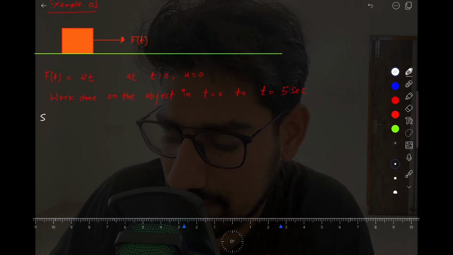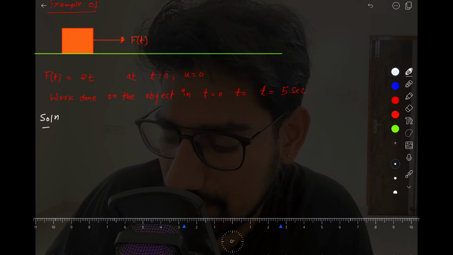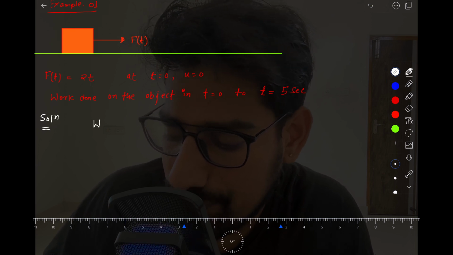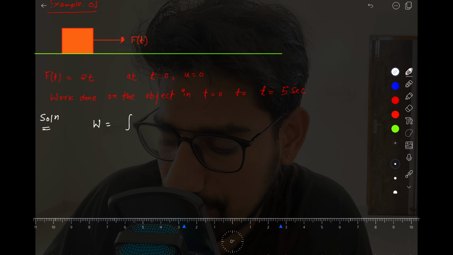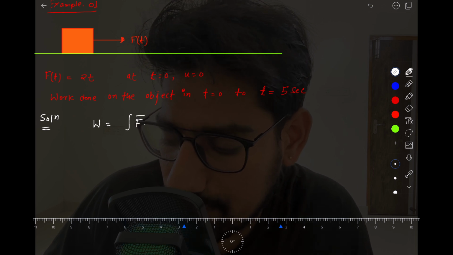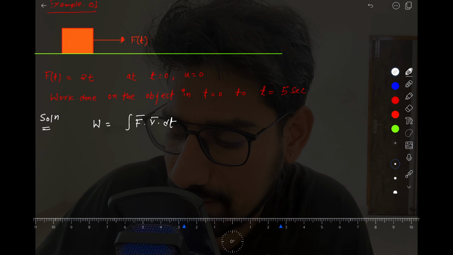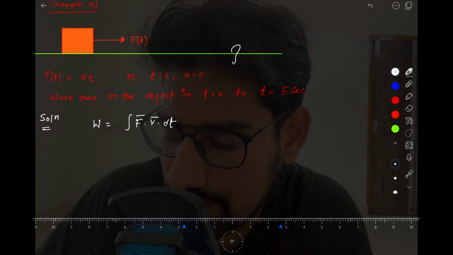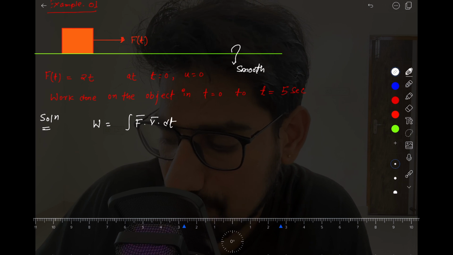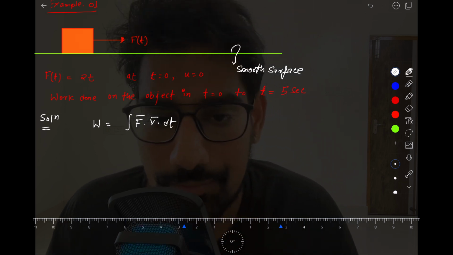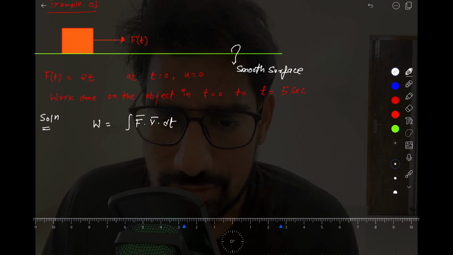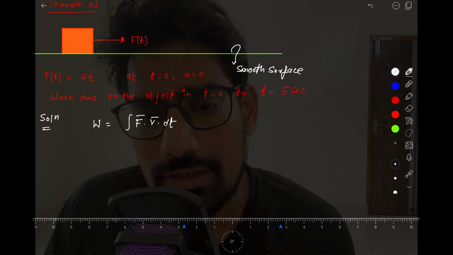Okay, so just now we have developed the formula for these kinds of problems. So we'll say that the work done is basically integration of F vector dot v vector multiplied by dt. Here, keeping in mind that this surface is a smooth surface, right? We can find out the velocity. We can find out the velocity function. How do we find out the velocity function?